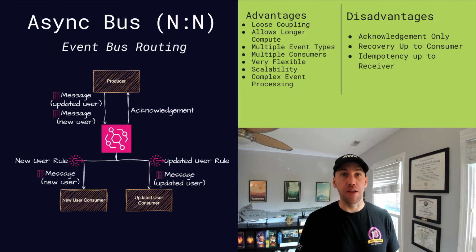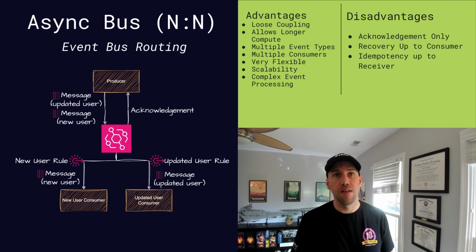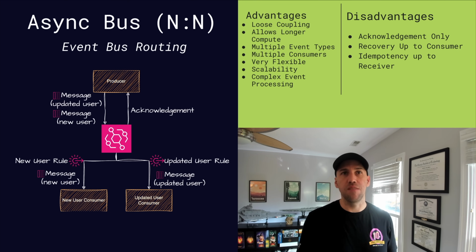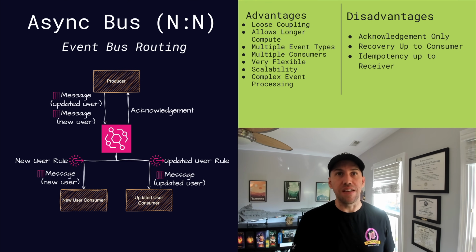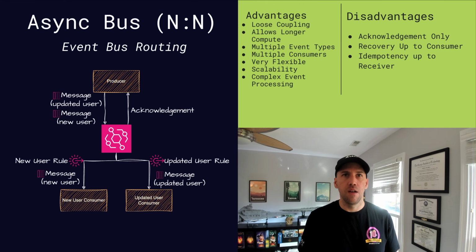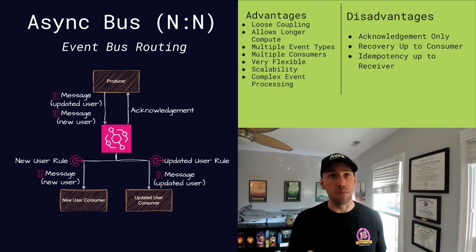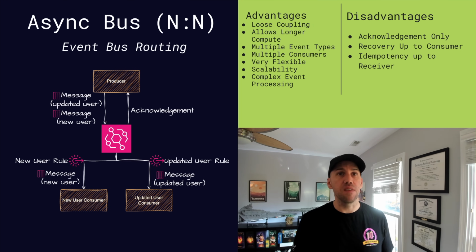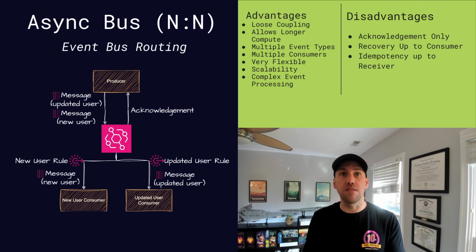For event bus routing, our architecture diagram has a producer that emits two types of messages: new user and updated user. These messages are sent to the EventBridge bus, where rules on each of the types forward them to their type-specific consumers. There could potentially be a third rule that forwards both event types to another Lambda. Similar to SNS, this is a many-to-many situation where many types of events can go on the bus, and each of those events can be directed to multiple consumers.